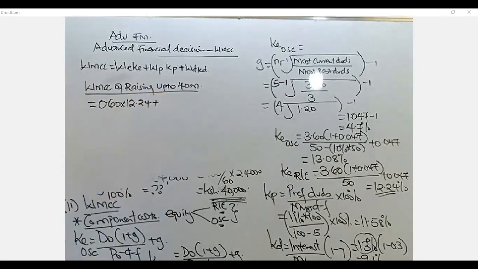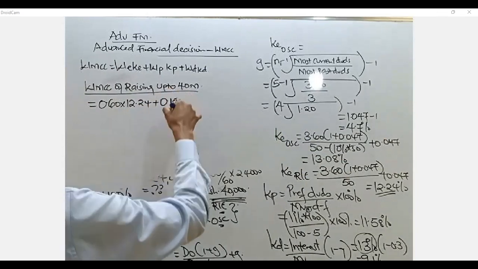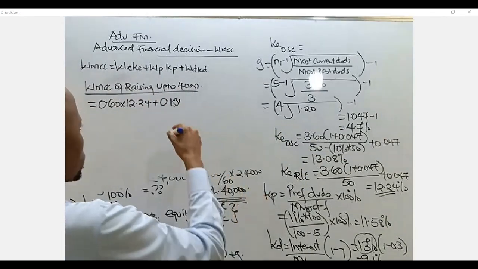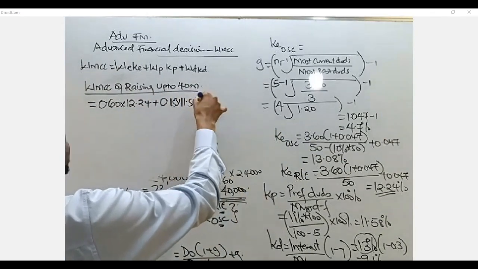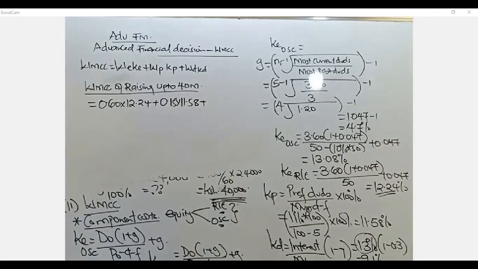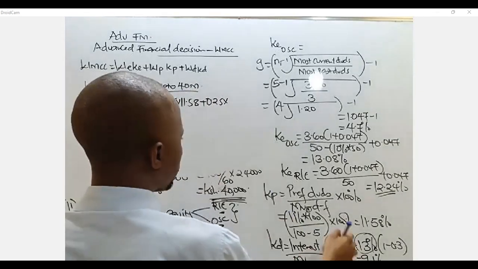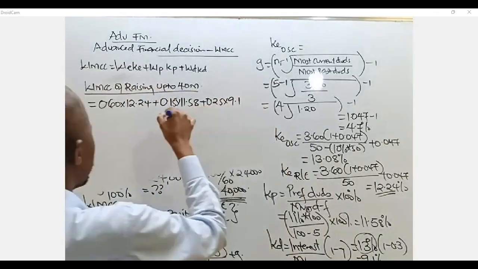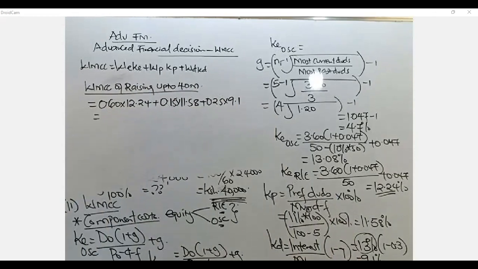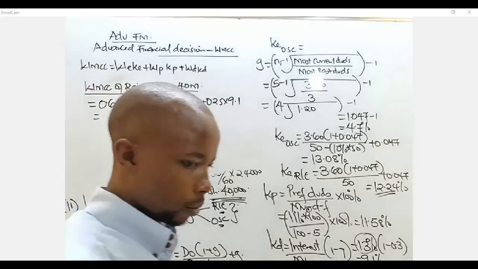We add the weight of preference, which was 0.15, and multiply by the cost of preference, 11.58. Plus the last one, the weight of debt, around 0.25, multiplied by the cost of debt, which is 9.1. So how much is this? What is the WMCC of raising up to 40 million?